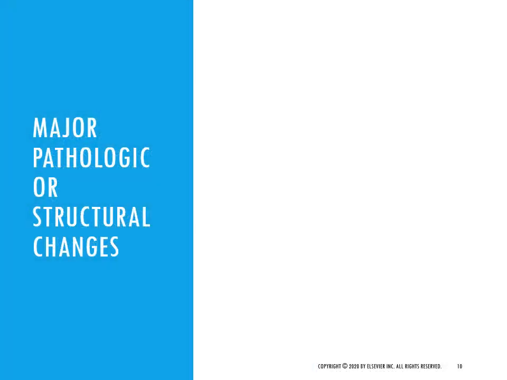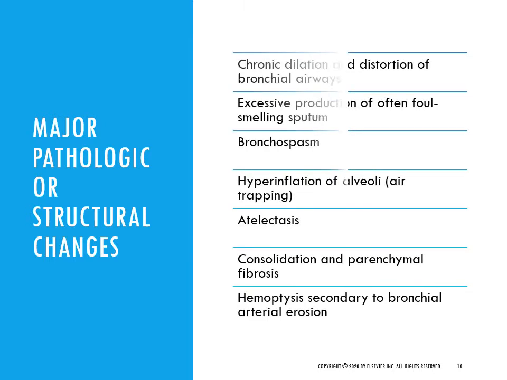Major pathologic or structural changes include chronic dilation and distortion of the bronchial airway, excessive production of foul-smelling or purulent secretions, infected secretions, bronchospasm, hyperinflation of the alveoli, air trapping, atelectasis, consolidation and parenchymal fibrosis, which is permanent damage, and hemoptysis secondary to bronchial arterial erosion.